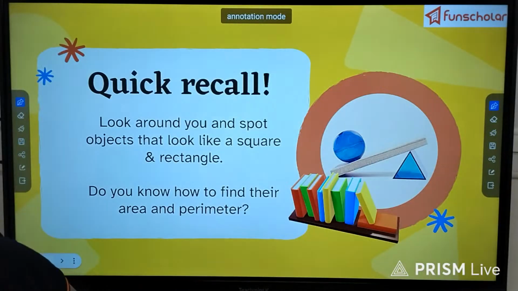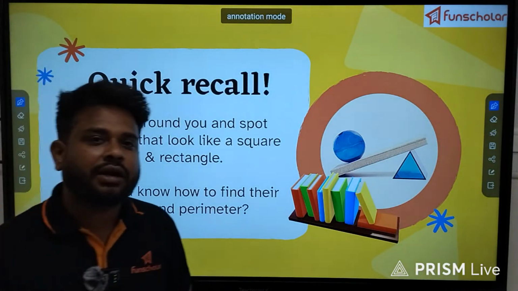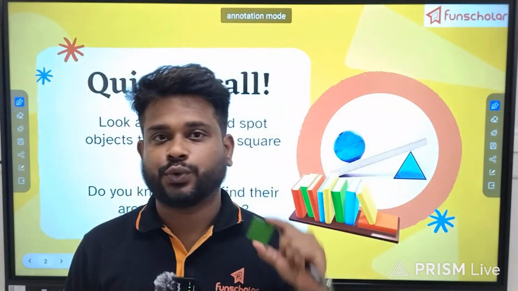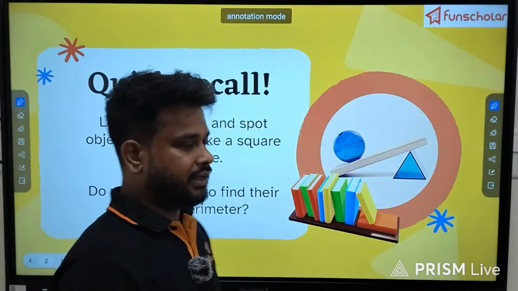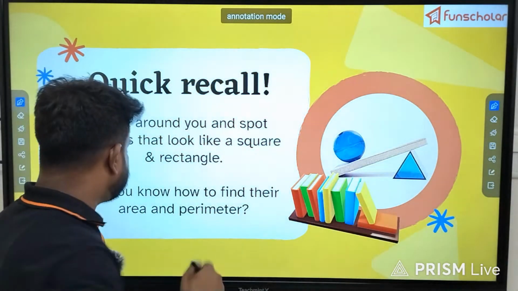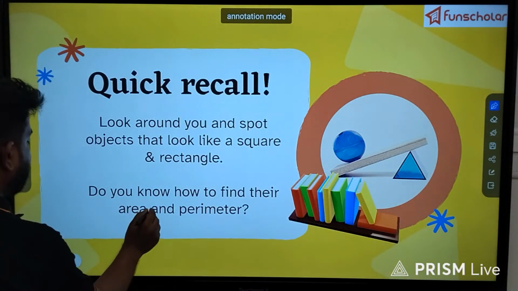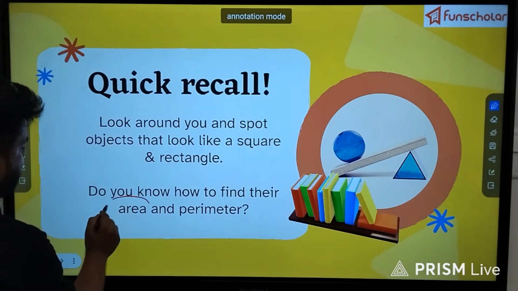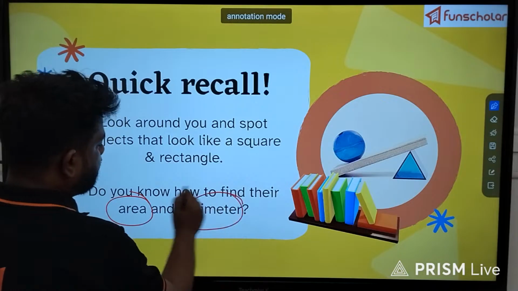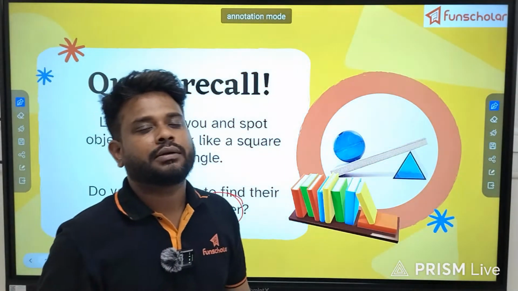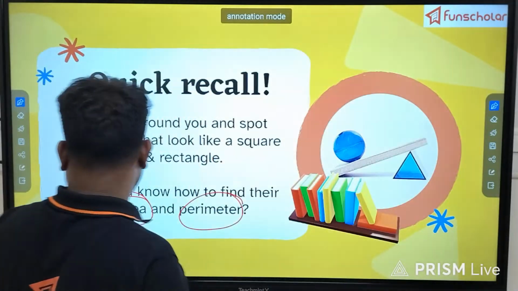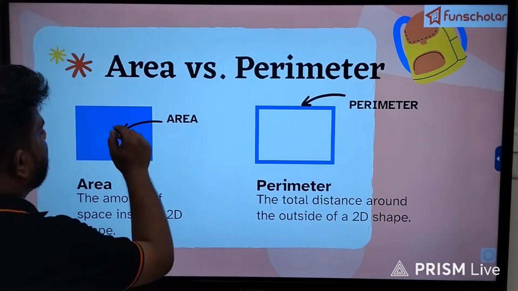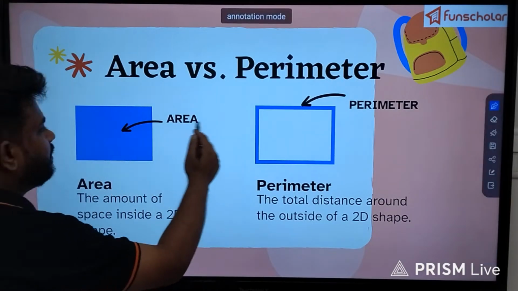Currently I have two objects, this one looks like a square and this one looks like a rectangle. They are asking us if we know how to find their area and perimeter. So in this topic today we are going to learn about this. Okay, so let's learn this. So area is this and perimeter is this.